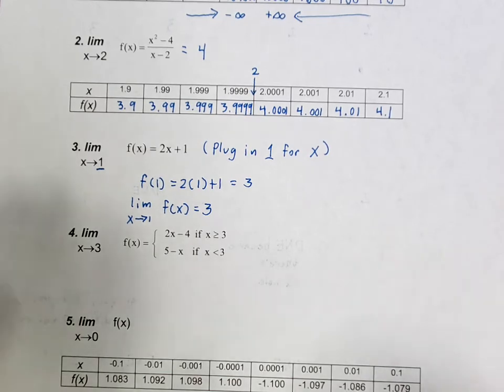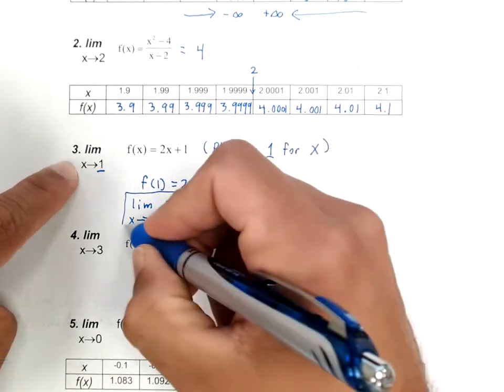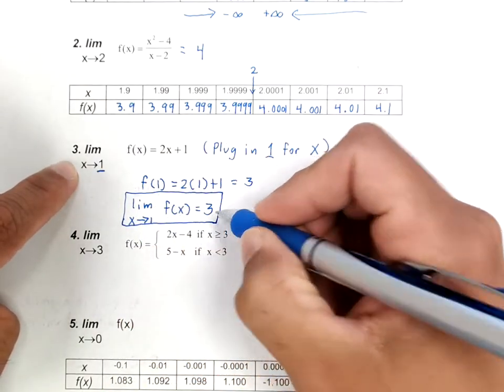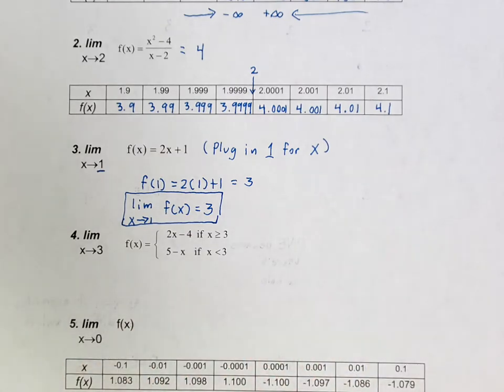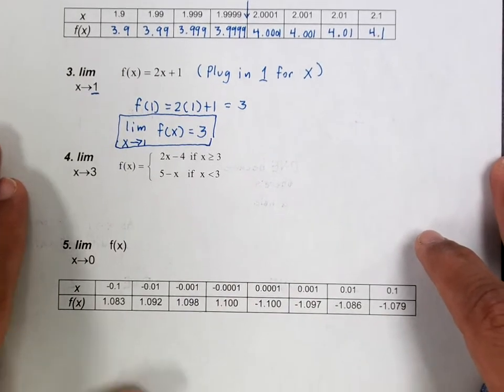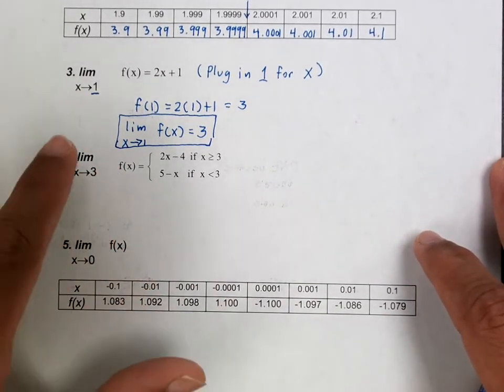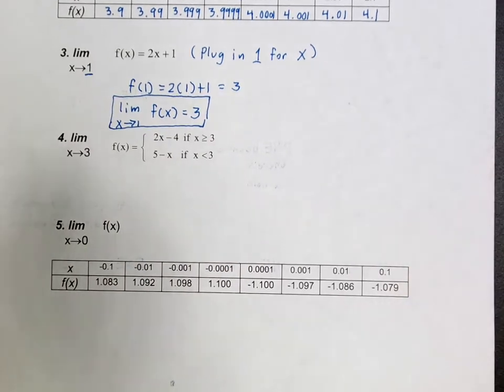And by the way, if I'm going to give you something like this, you have to write it all. You have to write the limit as x approaches 1 of f of x is equal to 3. Otherwise, it doesn't make sense. So make sure you write that, not on the table or the graphs, but something that looks like this.